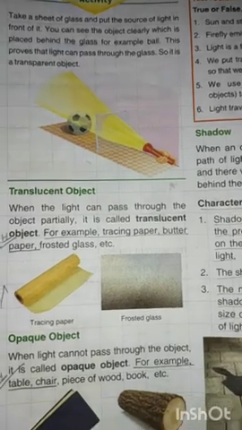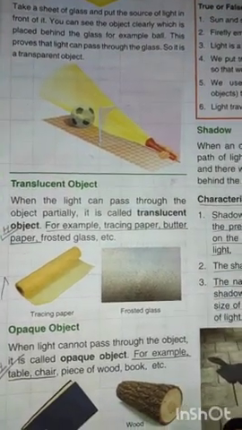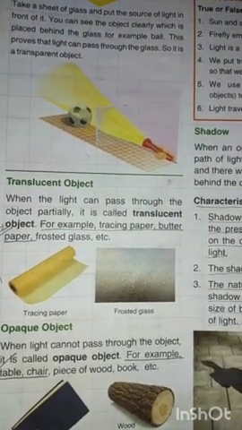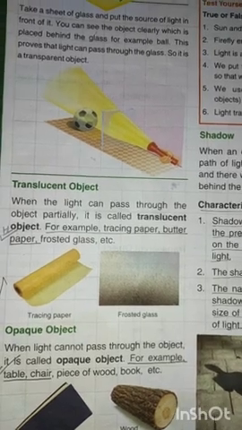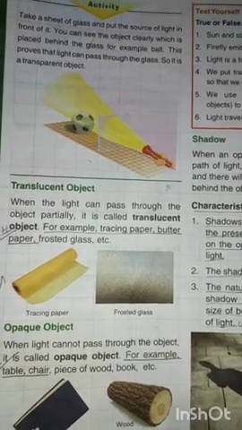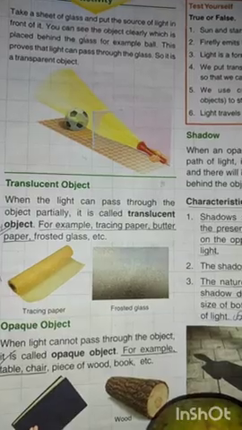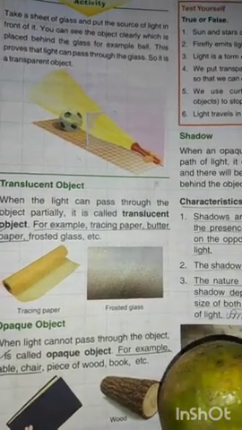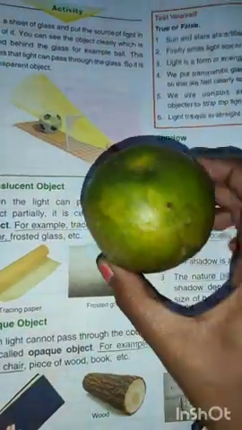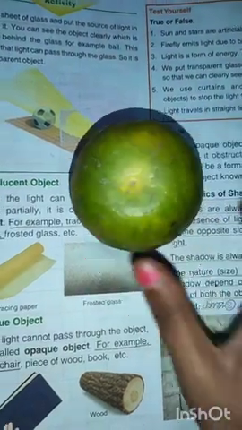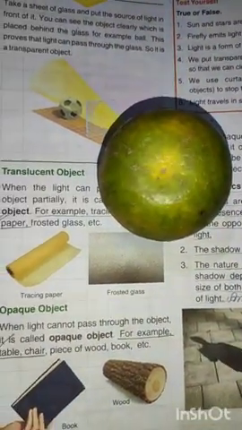And now understand about translucent objects. When light can pass through an object partially, it is called a translucent object. Partially means we can see the object a little bit. We cannot see the object clearly. We can see the object clearly only with the help of a transparent object.